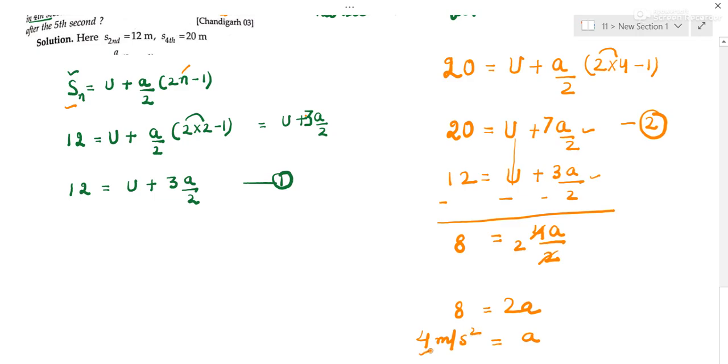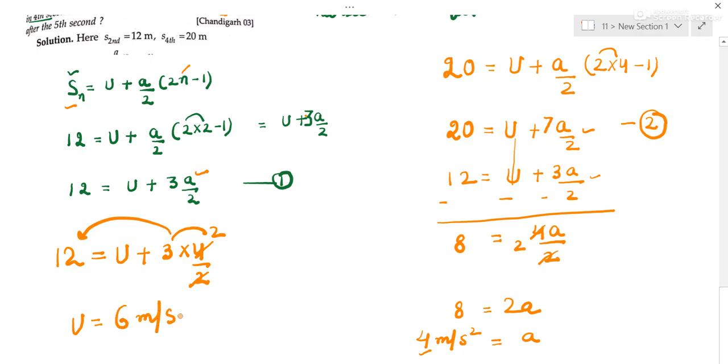Now A you can substitute here. Substituting in 1, it's into 4 by 2. 2 2s are 4, 3 2s are 6. 6 will go that side, so it will be subtracted, so U will be 6 meter per second. We have found initial velocity and acceleration using the fourth equation of motion.